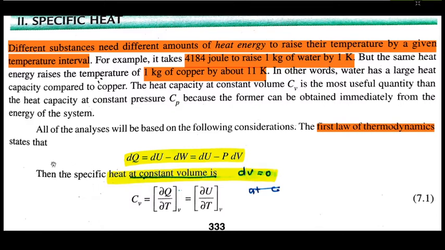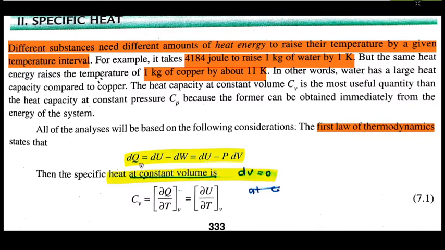So if I restrict my specific heat at constant volume, that means the material doesn't change its volume, dv will be 0. So the last term will vanish, and my equation becomes du is equal to dq. The first law of thermodynamics permits us to write du is equal to dq.